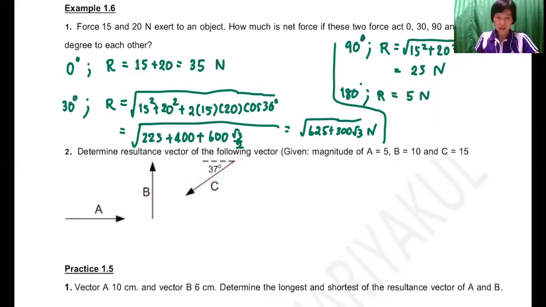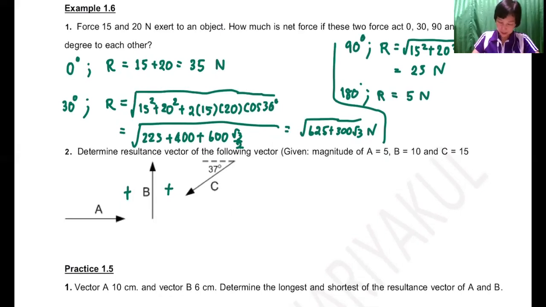We would like to calculate, the question is: determine the resultant vector of the following vectors. It means that we have to add them all together in order to determine the resultant, or summation, between them. And how much is the magnitude of the resultant?